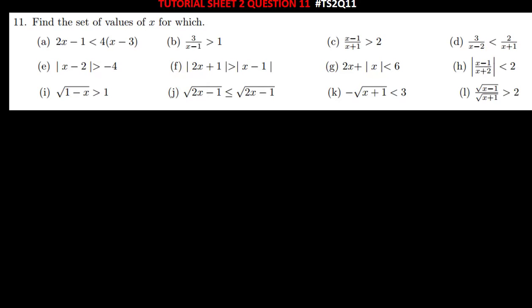And then today we're looking at question 11 from tutorial sheet 2. So we quickly begin. It's telling us to find the set of values of x for which these functions are going to be true. Alright, so I'll start with the first question there. I think I may solve all the questions, depending on how these questions have been asked.